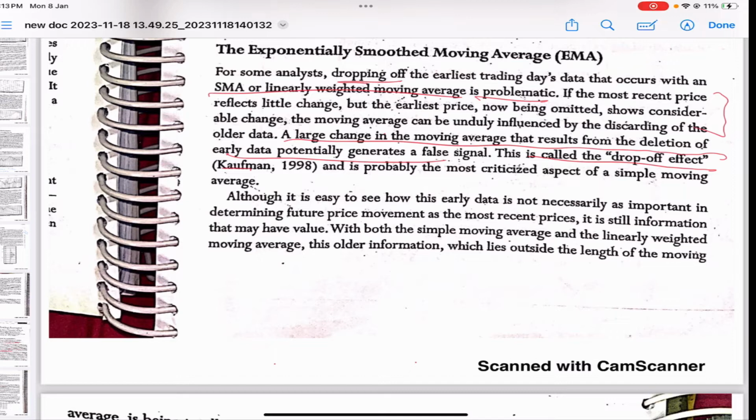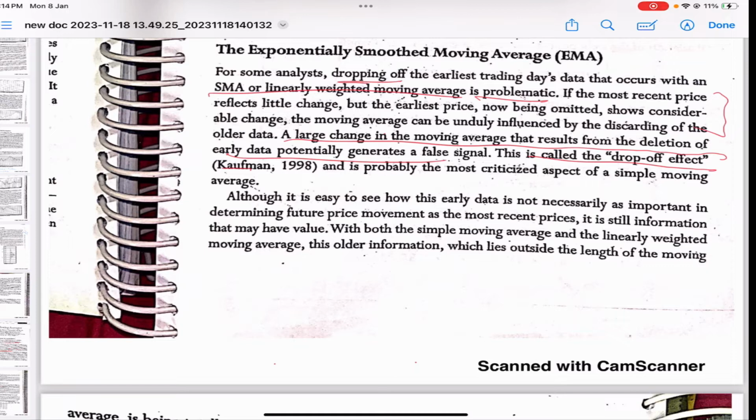Now, you can think about it. The same problem with the linearly weighted moving average, which we saw, and the SMA, the dropping off effect. Now, in linearly weighted moving average, the latest data is given more weight, agreed. But then it's still dropping off the initial day, right? It's dropping off that.